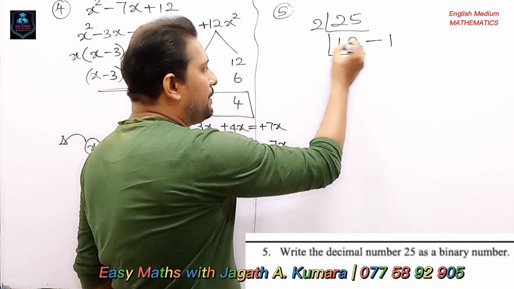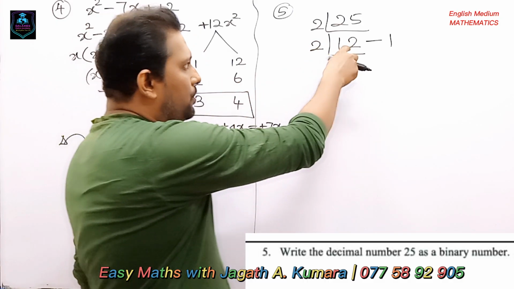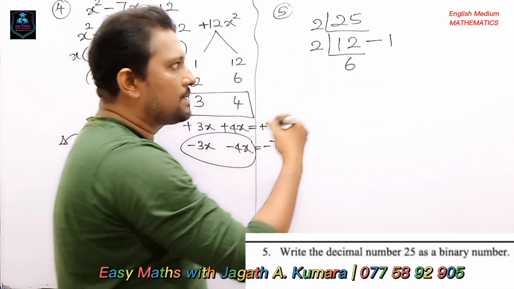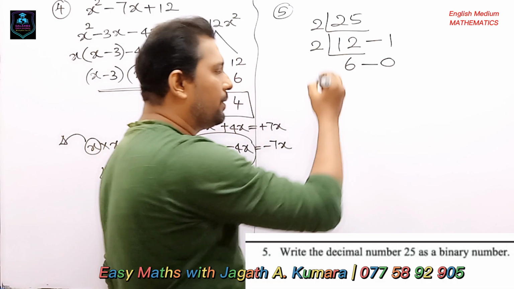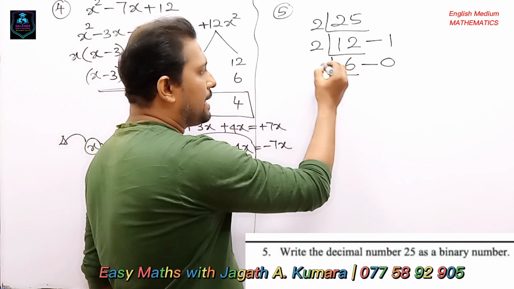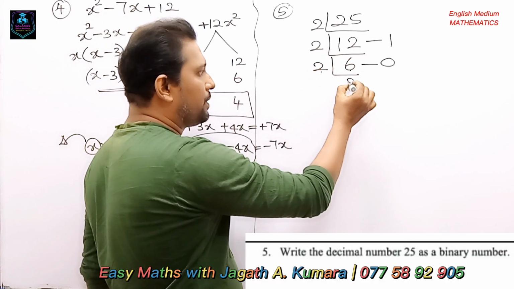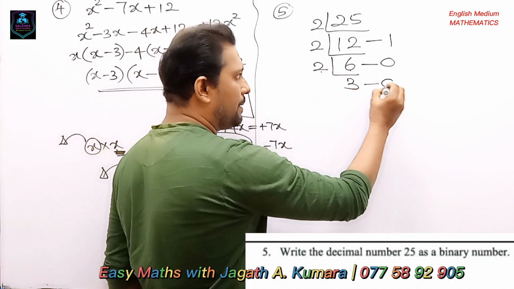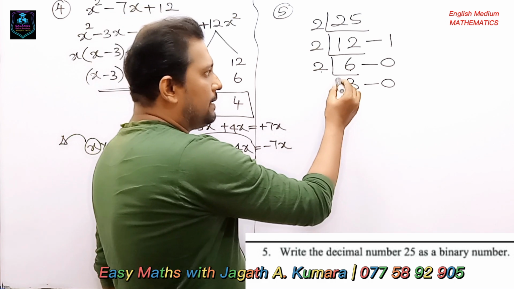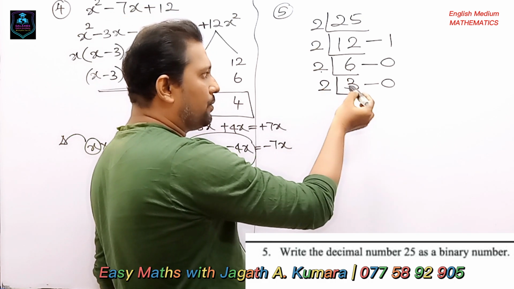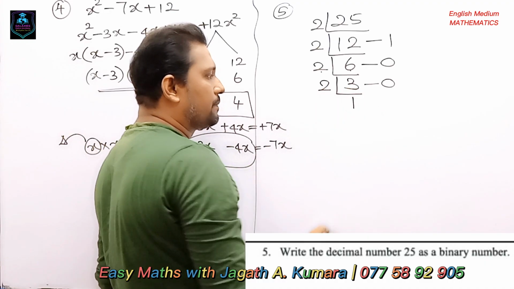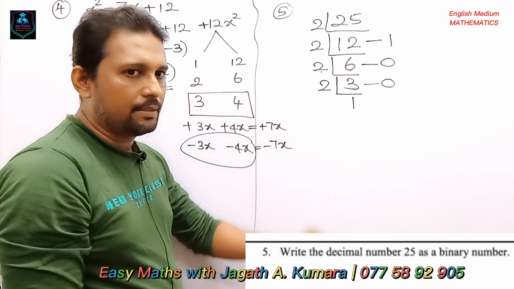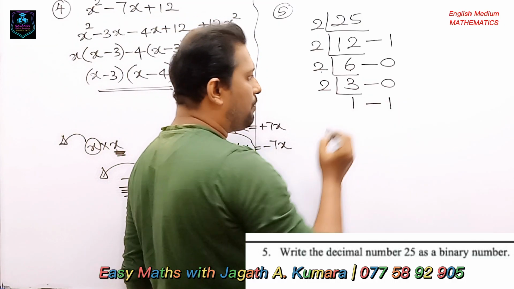Then 12 again we can divide by 2. 12 divide 2, 6. 6 times 2, 12. 12 minus 12, 0. So remaining value is 0. 6 also we can divide by 2. 6 divide 2, 3. 3 times 2, 6. 6 minus 6, 0. Remaining 0. Then this 3 again we can divide by 2. 3 divide 2, 1. 1 times 2, 2. 3 minus 2, 1. So the remaining value is 1.